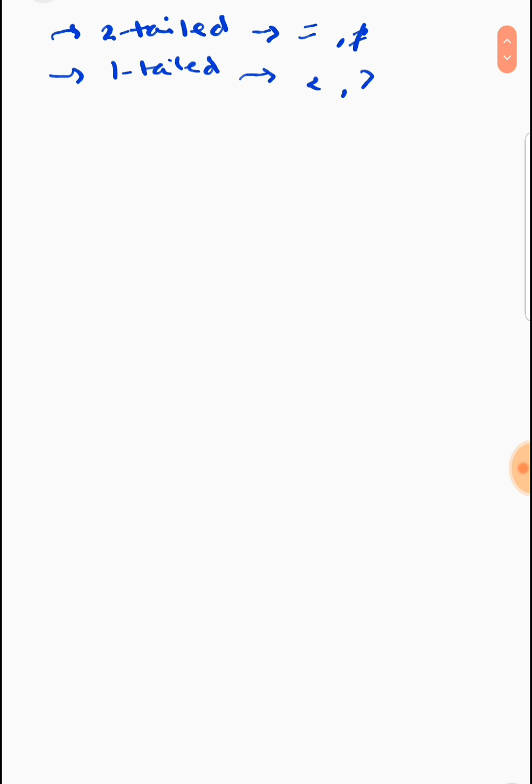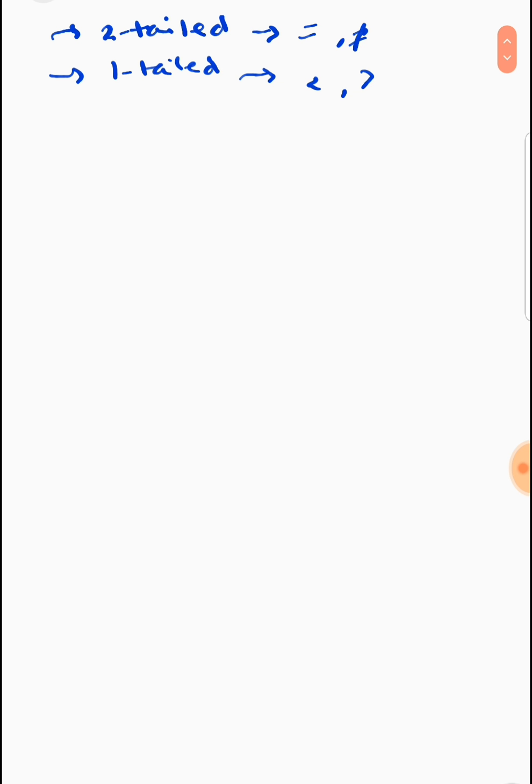Hello everyone. So we are now at the final part of our hypothesis testing. Earlier we have looked at two tail tests. We actually started with two tail tests, and then after that we looked at one tail tests. Two tail tests are usually related to equal or not equal to. For one tail tests, less than, more than.